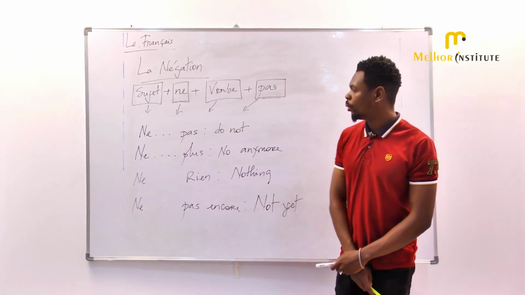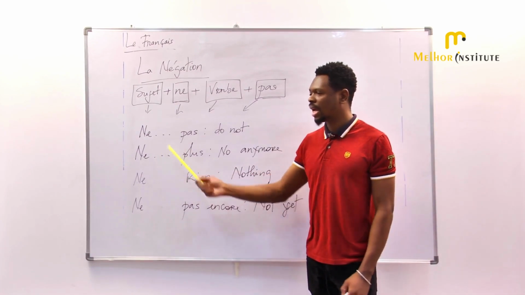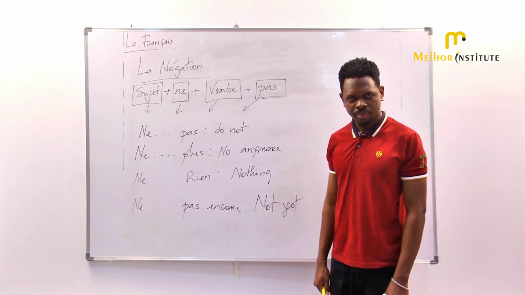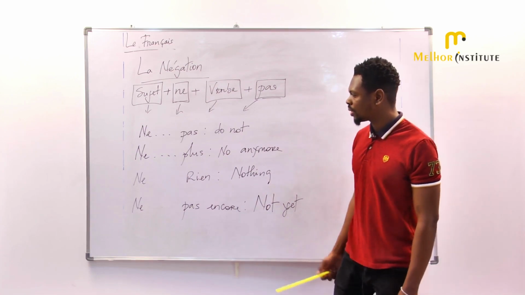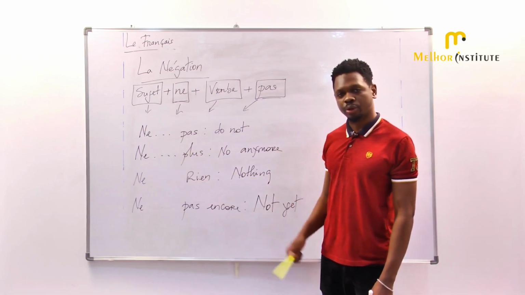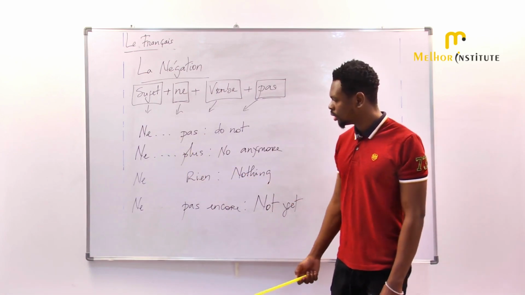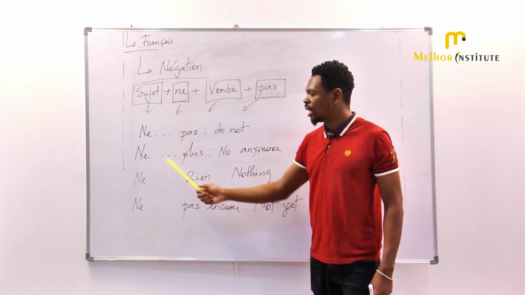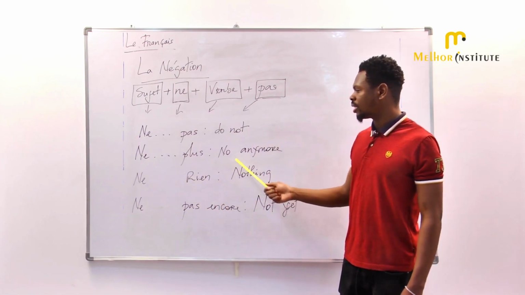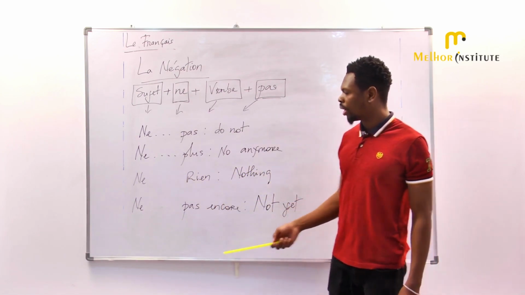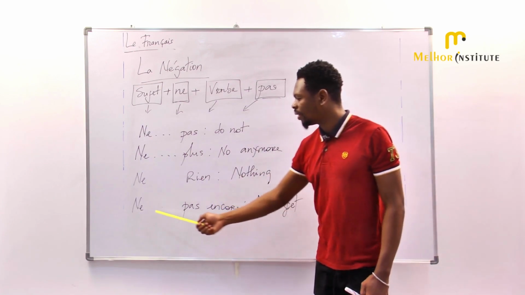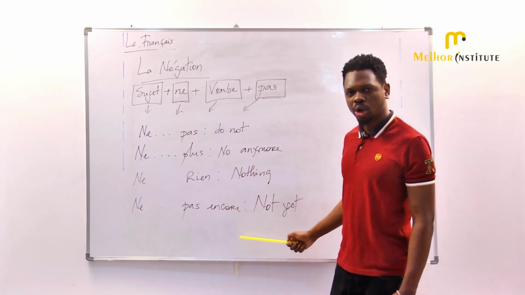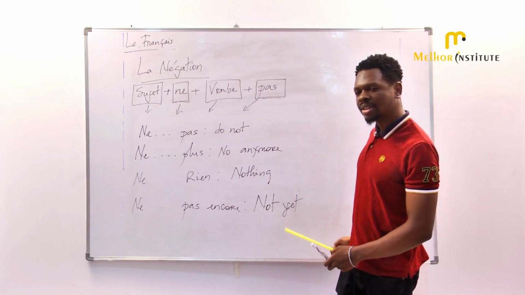So here we have different types of negation. We have to say it in different ways. So we say ne... pas, the first one, means do not. We have ne... plus, which means not anymore. We have ne... rien, which means nothing. And we have ne... pas encore, which means not yet.